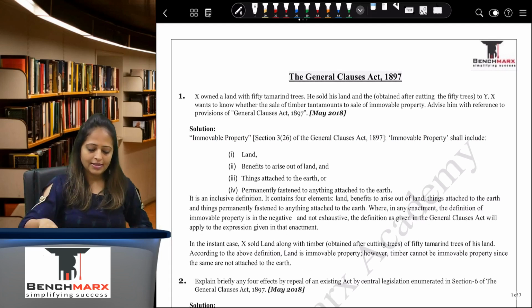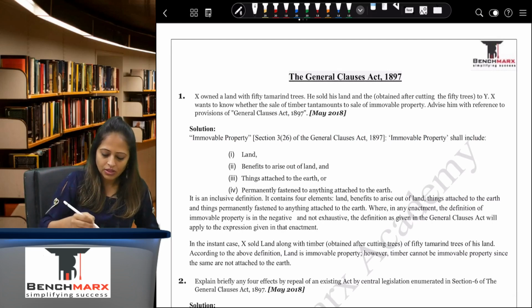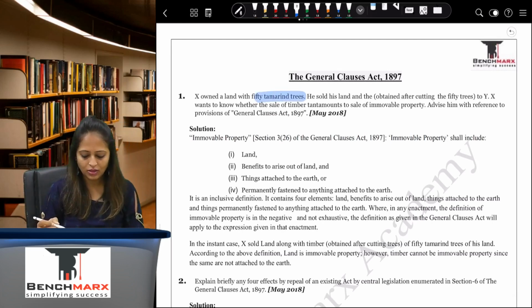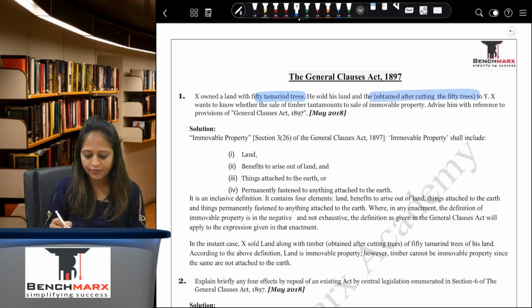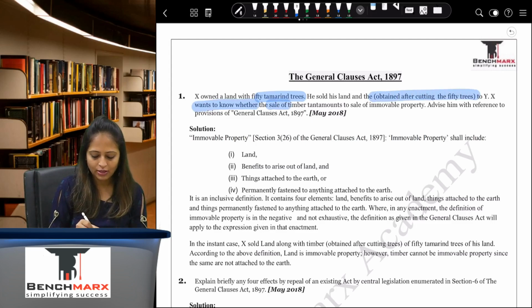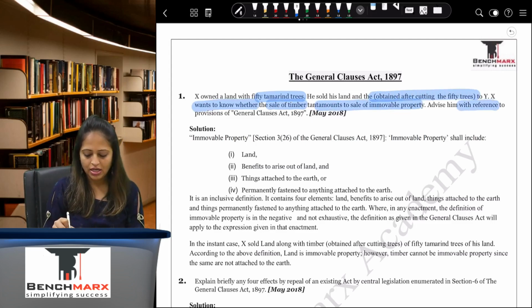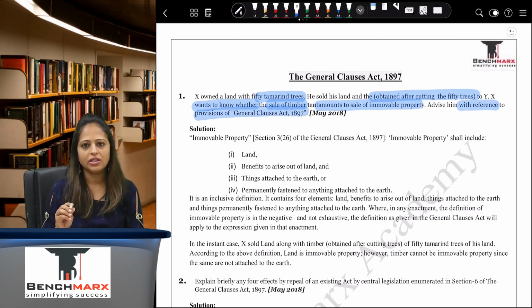X owned a land with 50 tamarind trees. He sold his land and the timber obtained after cutting the trees to Y. X wants to know whether the sale of timber amounts to sale of immovable property. Advise with reference to the provisions of the General Clauses Act.